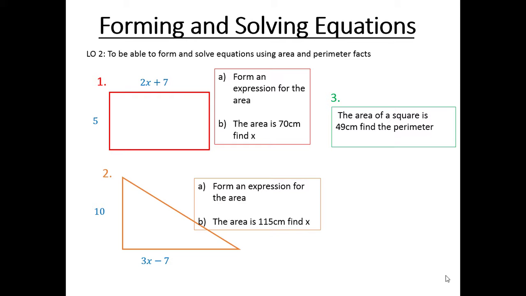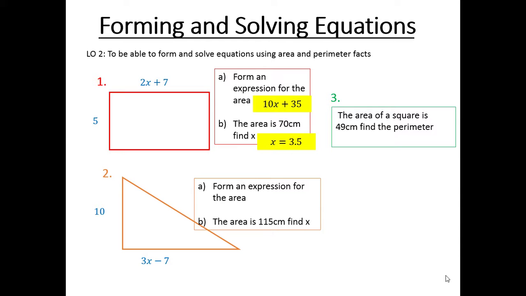All right, let's just really go through this. Form an expression for the area. So question 1, you just multiply them together. That gives you 10x plus 35 for an expression for the area. And then for part B, you do 10x plus 35, make it equal to 70, and that gives you x is equal to 3.5.